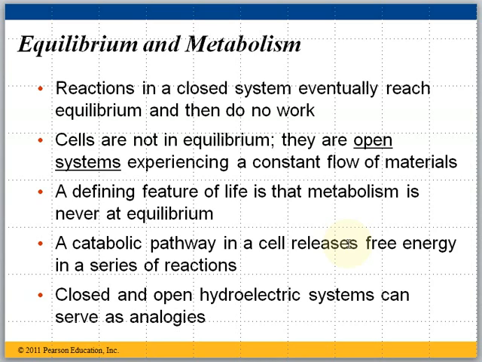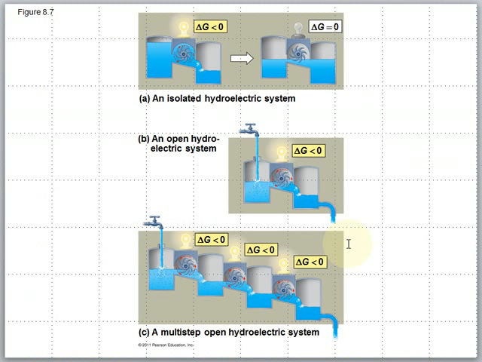Everything will cease. But remember, cells and living creatures are not closed systems. They are never in equilibrium. They are open systems. There's a constant flow of new material in and old material out, and energy in and energy out. And that's a defining characteristic of life, this metabolism that's never at equilibrium. You have a catabolic pathway in a cell that releases free energy from a series of reactions, and we'll look at an example like a hydroelectric dam or a hydroelectric system, like the stair step I was talking about. So let's take a look at comparing a closed system versus an open system.